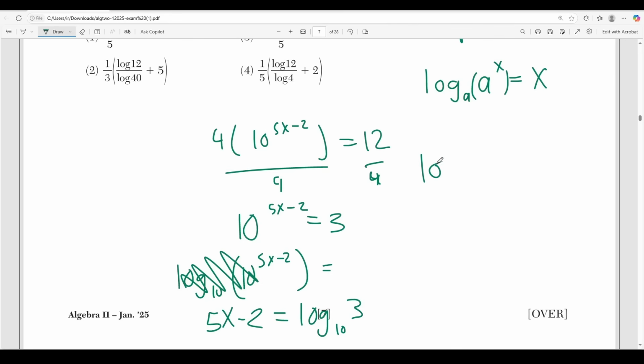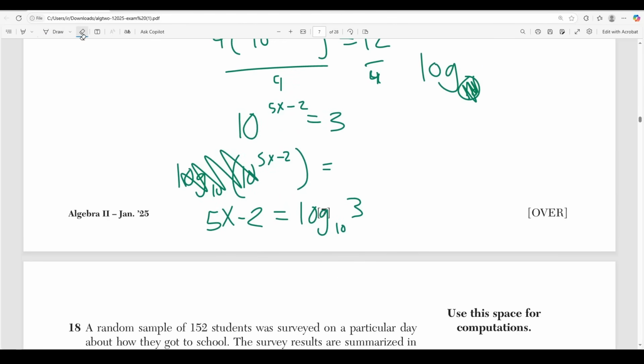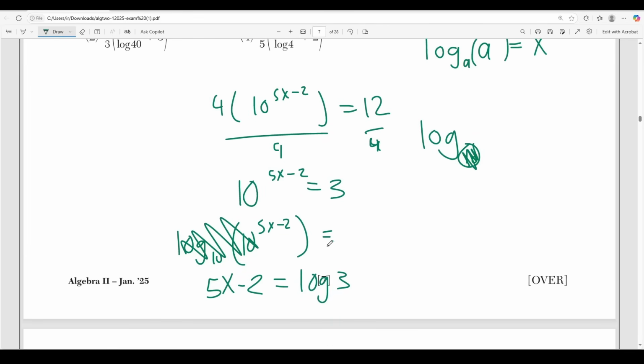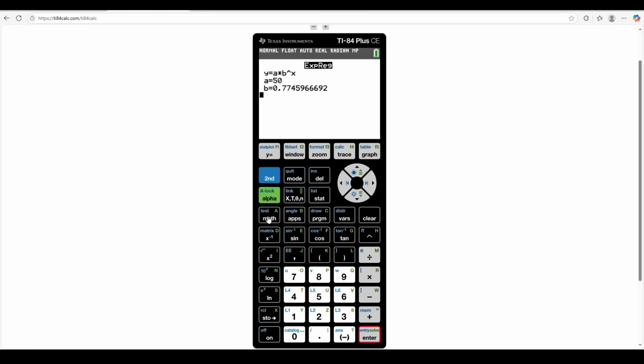Now, luckily, log written like this already has a 10 there, right? It's implied. So you don't have to look at any special functions. You can just write log of 3. So all you really have to do here is just find the log of both sides. If you find the log of this side, you're going to be left with 5x minus 2. If you find the log of this side, well, plug it into your calculator. The log of 3 is equal to this number right here.